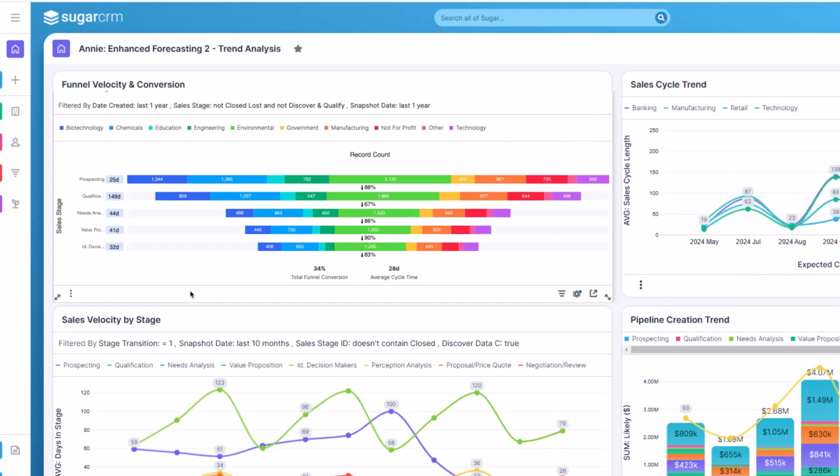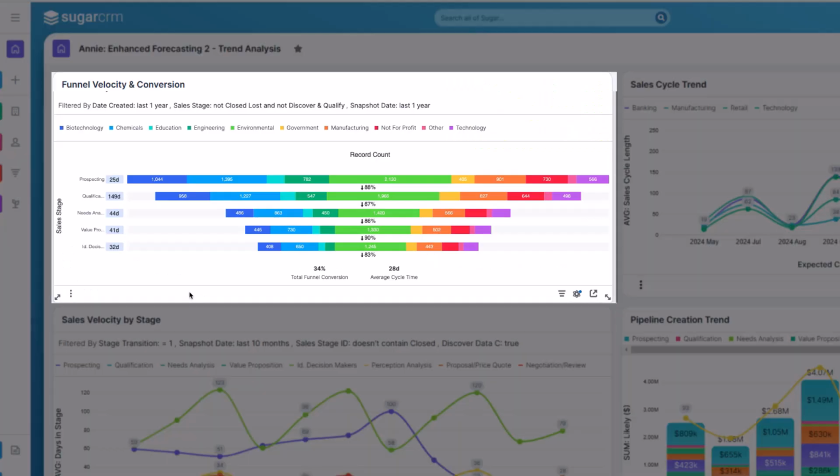The funnel velocity and conversion report provides a type of cohort analysis which looks at what happens to all active opportunities that were created in the past year as they pass through the sales stages from top to bottom. The values along the left side of the funnel on the y-axis show the average number of days that the opportunity spent in that stage of the sales cycle. These values consider only the records that flowed through a given stage and ignore records that either have not progressed that far, skipped that stage in the sales process, or spent less than a day in that stage.